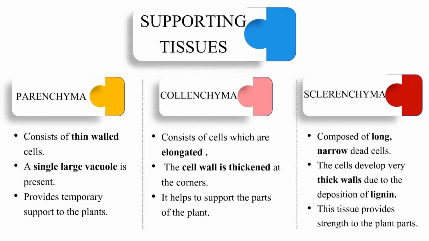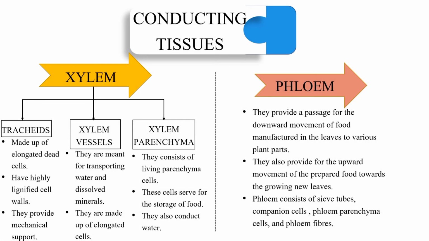The third one is the sclerenchyma. The sclerenchyma consists of long and narrow dead cells. The cells have thick walls due to lignin deposition. This tissue provides strength to plant parts. The parenchyma, collenchyma, and sclerenchyma are grouped as simple tissues, since each of them is made up of one type of cells. Moving forward, let's learn about the conducting tissues, which are of two types, the xylem and the phloem.